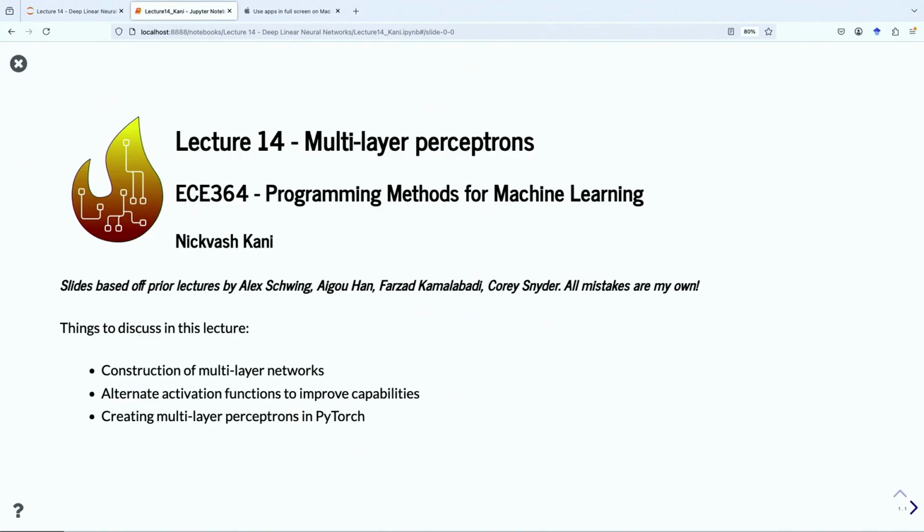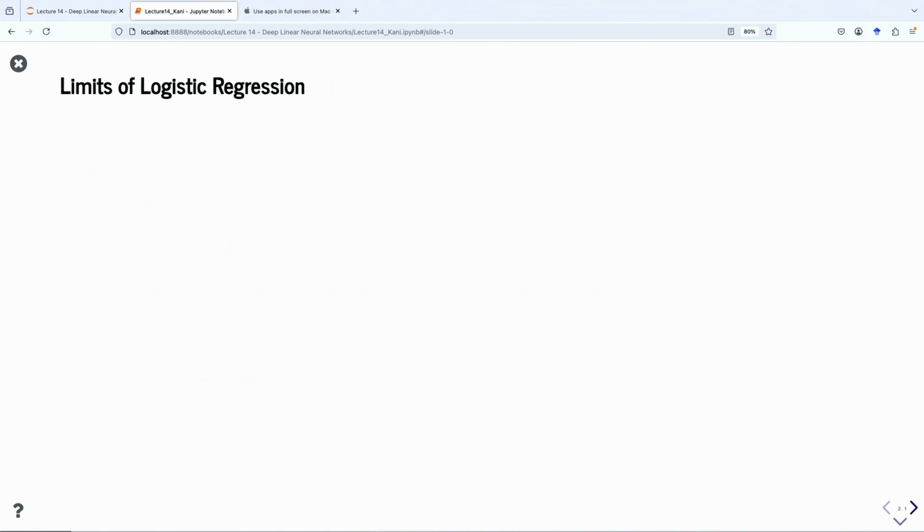We're going to discuss construction of multi-layer networks, the usefulness of activation functions, why we need activation functions, and creating these multi-layer networks in PyTorch. Lots of example code to do that. And then the next time we're going to discuss convolutional neural networks, then recurrent neural networks, then Gaussian mixture models, principal component analysis, all that good stuff. This is really the meat and potatoes of the stuff you're going to be tested on during interviews. So yeah, it'll be fun.